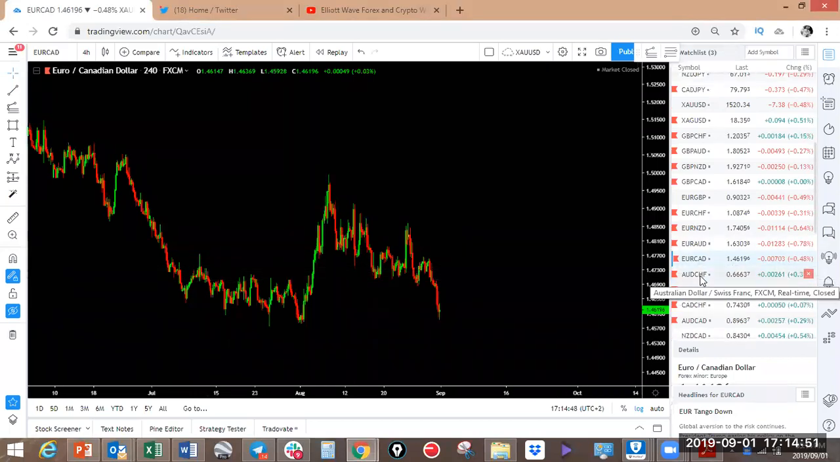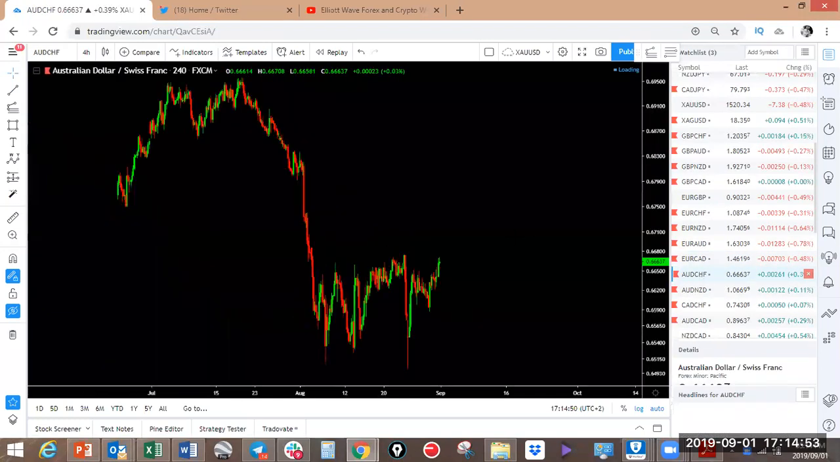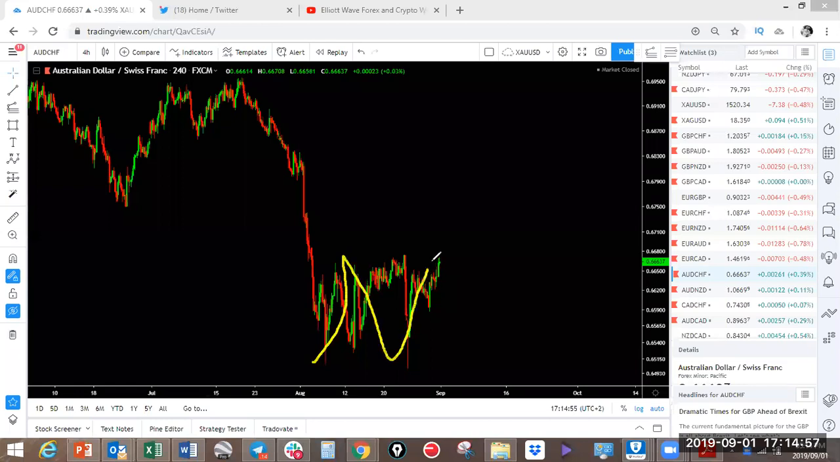Right, so let's look at some of the cross pairs. Looking at AUDJPY, we're seeing that we have got this regular flat here. We should get a continuation pattern to the downside.